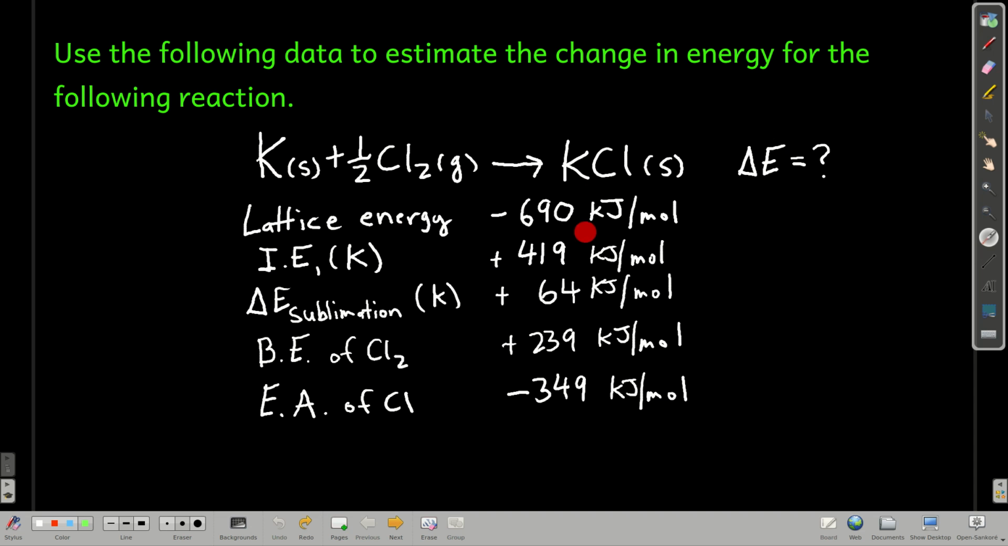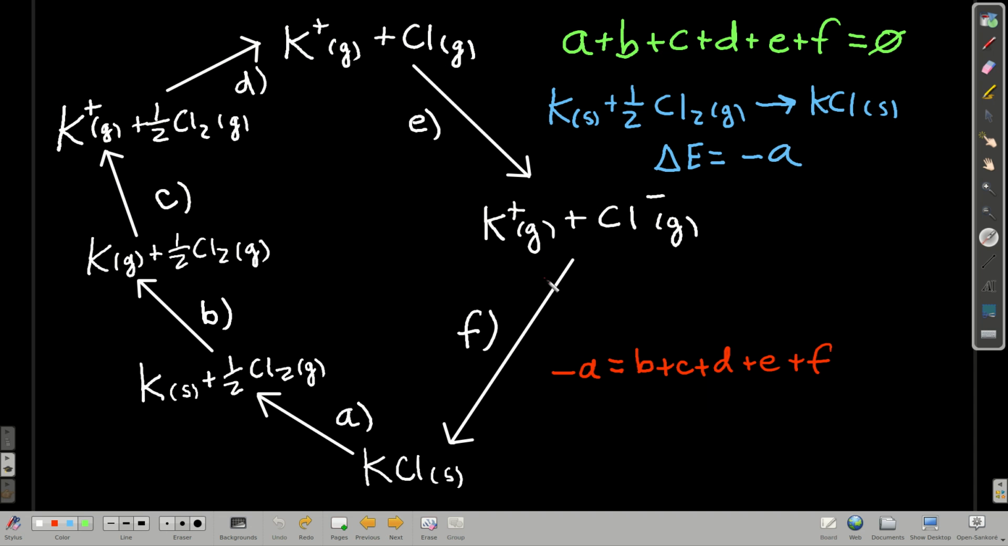And you're given this information: lattice energy of potassium chloride, the first ionization energy of potassium, energy of sublimation of potassium, the bond energy of a chlorine molecule, and the electron affinity of the chlorine atom. So let's look at it. This is a Born-Haber cycle problem, and so I always draw this circle when I'm doing a Born-Haber cycle problem.